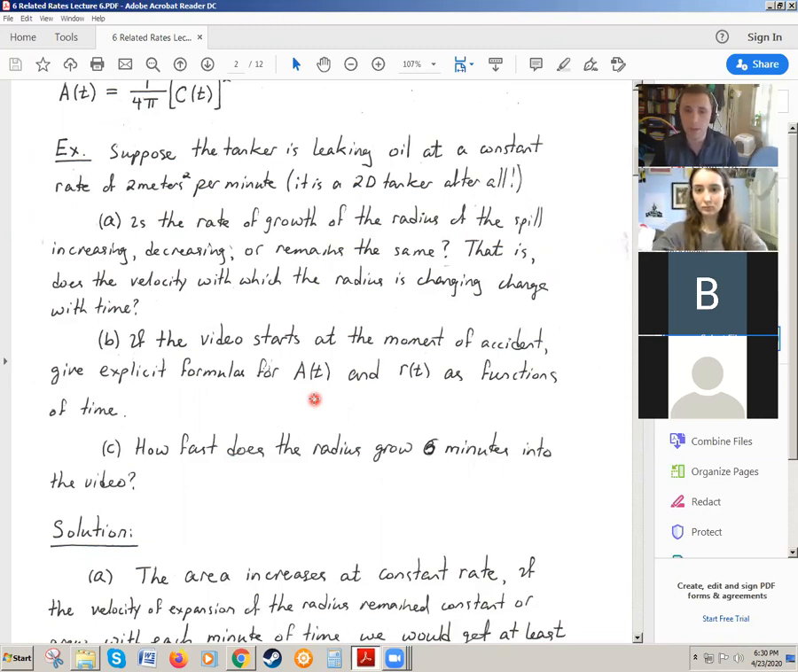So you understand what I asked you to do, guys, right? We know that the area of the spill, which is always circular in shape, grows: 2 meters squared are added every 1 minute. I want you to tell me an explicit formula for A of t, given that you began watching when the spill was a point, was 0. So every minute, constantly, the area of the spill is growing. I want you to tell me a formula in terms of t of what A of t is.